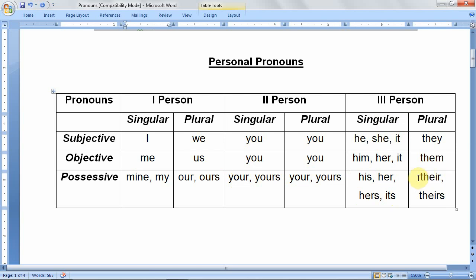Now this THEIR and THERE, here students get confused. THEIR is a possession, and THERE is specially used for a place. So don't get confused in these 2 things. So this is the chart of personal pronouns, and according to this only we speak with one another. It is rather important.